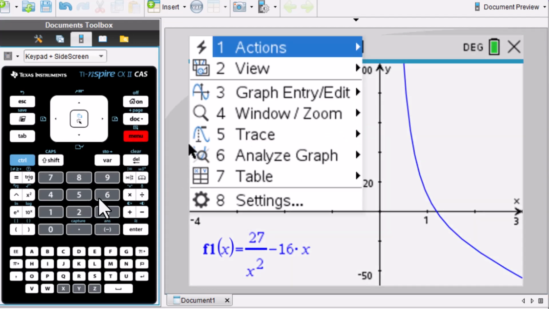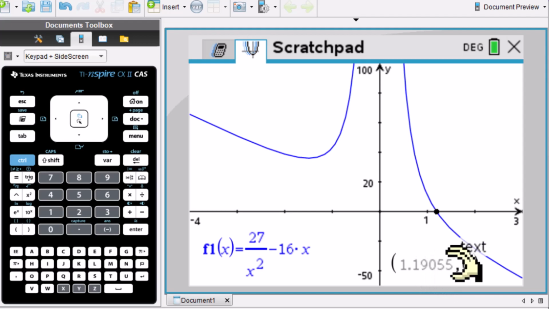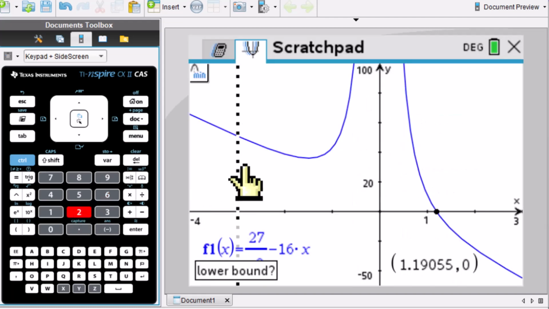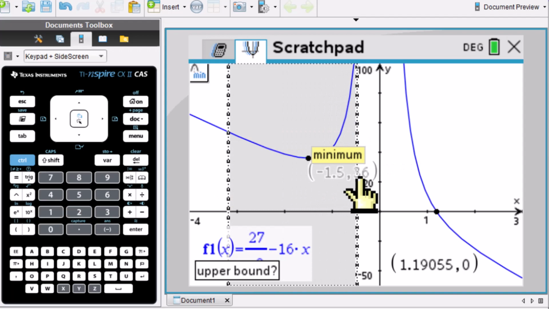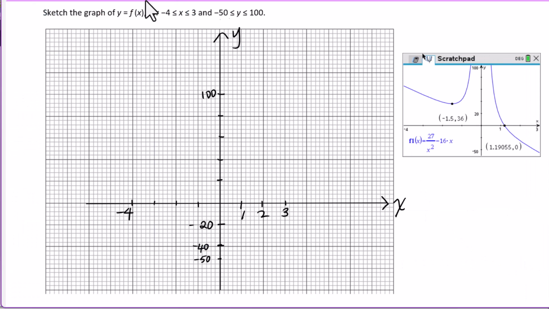Click on menu, 6, enter. 1.19. Menu, 6, minimum value. -1.5, 36. Don't forget to draw this vertical asymptote line. -1.5, 36. This is 20, 40.